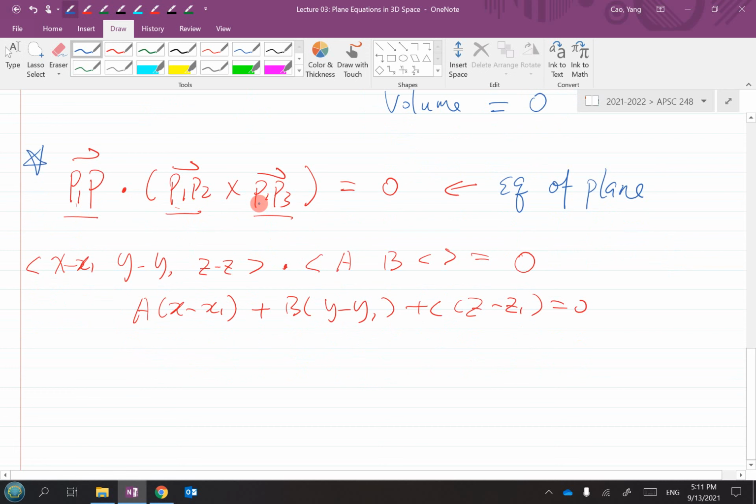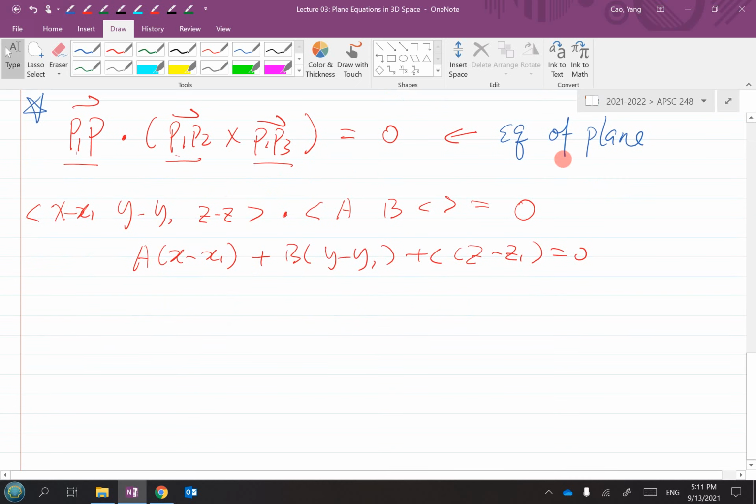Can anybody tell me, when two vectors dotted with each other equal 0, what is the geometric relationship between the two vectors? Colin? They are perpendicular, right? So when they are perpendicular, you get the dot product equal to 0, or when the dot product is 0, you get that they are perpendicular. So it's a necessary and sufficient condition. So then I can conclude that P1P is perpendicular to P1P2 cross P1P3. Good. So now we understand they're perpendicular.